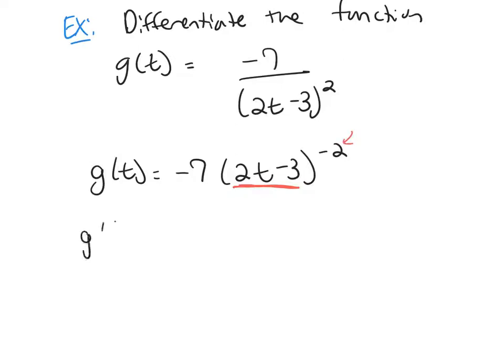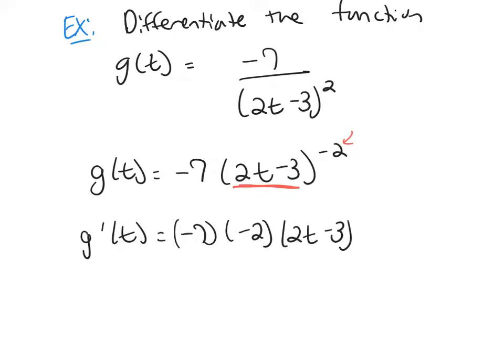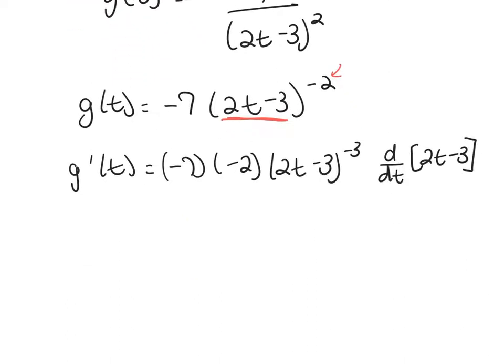So we're going to do the power rule here. So g prime of t, you bring the power down and then reduce the power by 1. So if you subtract 1, it would be a -3. And then you need to multiply by the derivative of the inside. What's the derivative of 2t minus 3? Using the power rule, this would just be 2.